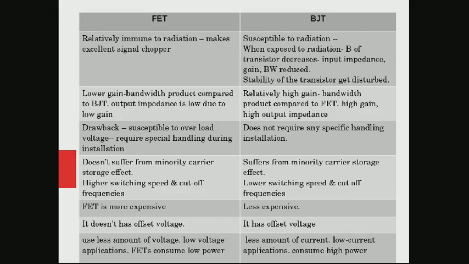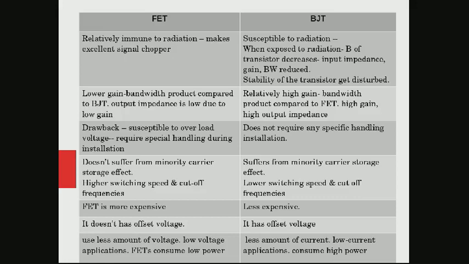Thus, BJT is susceptible to radiation. When we expose BJT to radiation, we know that BJT consists of three parts. It has base, emitter, and collector. So the base of the transistor decreases when BJT is exposed to radiation. And as a result, the input impedance, gain, and bandwidth all get reduced. So we may say that BJTs are really susceptible to radiation when we compare to FET.